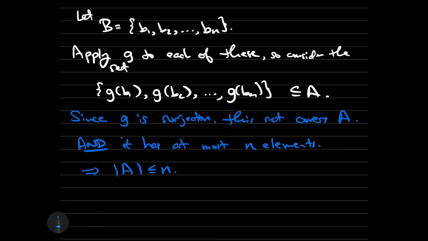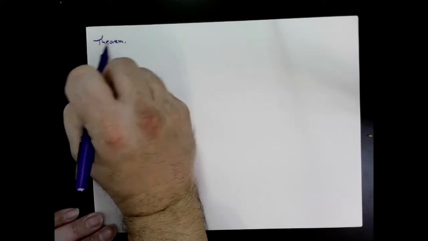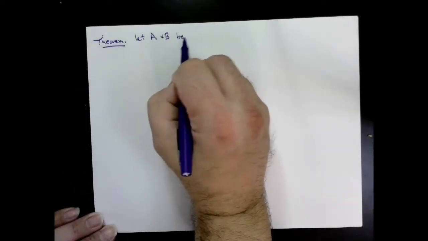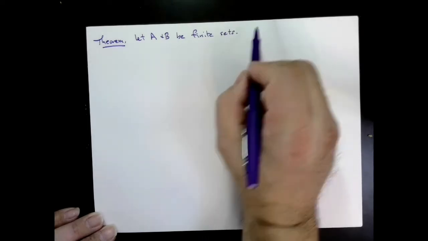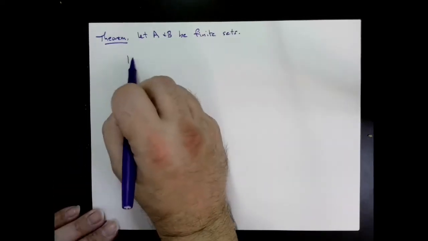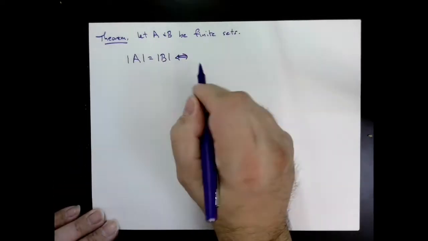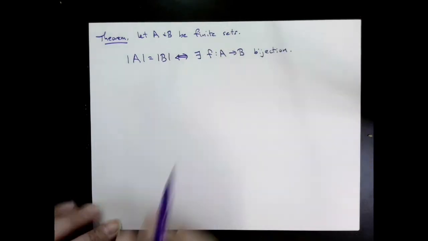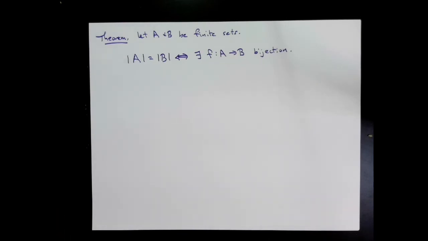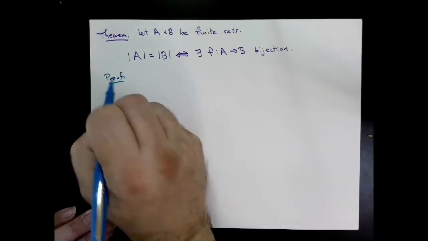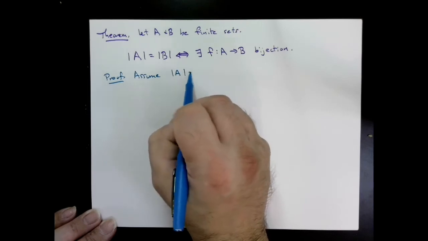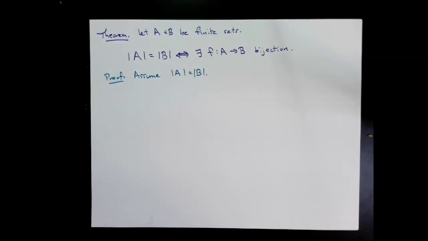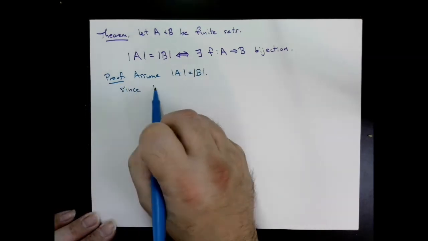Now we have a very important corollary of the last result. Theorem. Let A and B be finite sets. Then A and B have the same size if and only if there is a bijection from A to B. Note we're saying 2 things here: if 2 sets have the same size, there exists a bijection, and if there exists a bijection, they have to be the same size. Again, let me stress, we're only talking about finite sets here.